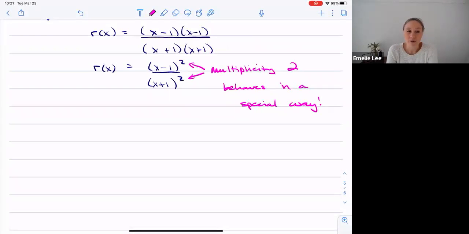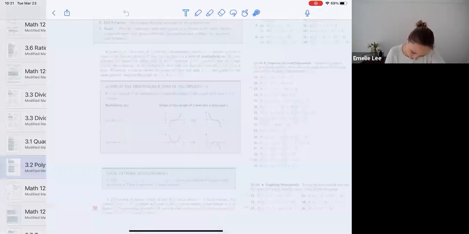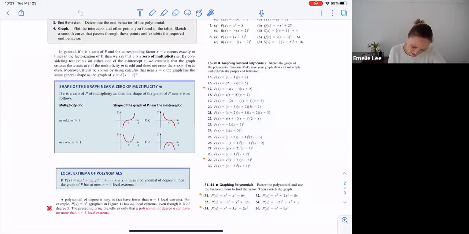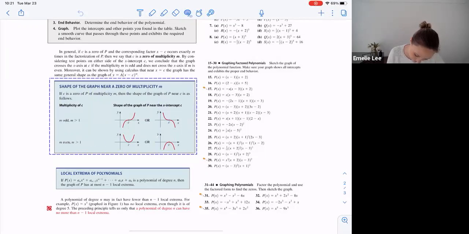I'm going a little bit quicker because the goal of what I'm trying to show you is this multiplicity of 2, right? And it's from section 3.2. So we talked about it in 3.2. If we have multiplicity m, and m is odd, then it crosses the x-axis. If m is even, so now we have multiplicity 2, then we're going to have this kind of bounce off the x-axis situation. So I'm going to bring this in again.